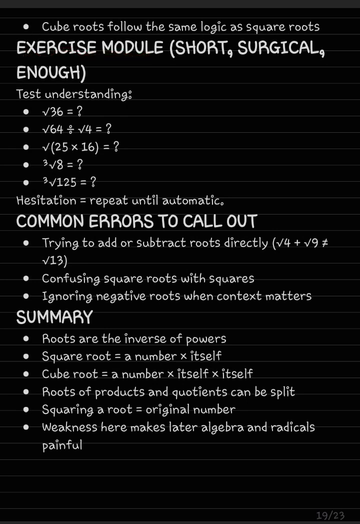Exercise module. Let's use these diagnostic questions to ensure your understanding is automatic. Pay close attention to these challenges. Question 1. What is the square root of 36? Think: what number times itself is 36? Question 2. Calculate the square root of 64 divided by the square root of 4. Apply the quotient rule or evaluate individually.